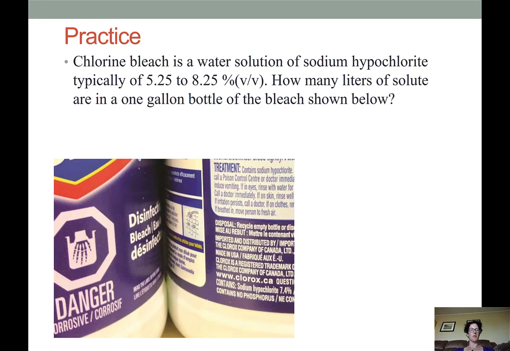How many liters of solute are in 1 gallon bottle of the bleach shown below? And you'll note the arrow indicates the concentration of sodium hypochlorite in this particular bottle.